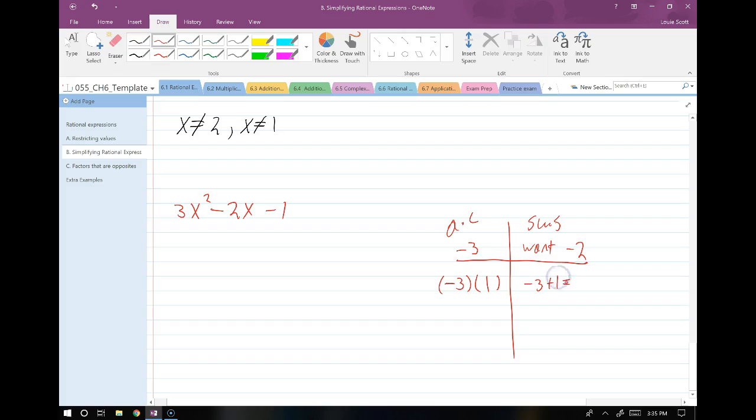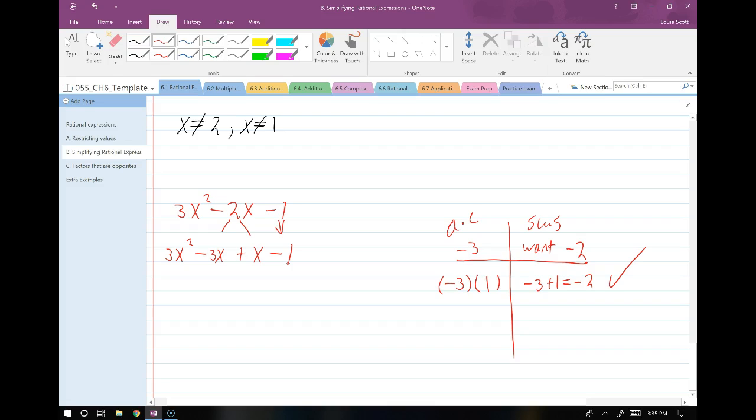-3 plus 1 equals -2. So yeah, this is exactly the two factors I'm looking for. So the next step, your first term drops straight down, and you get a 3x squared. And the key to this is the middle term splits up into these two factors we just found. So we have a -3x, and we have a +1x. And then the -1, or the constant term, just drops straight down again.